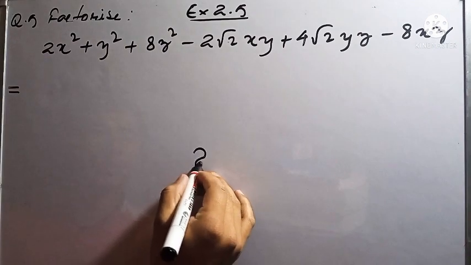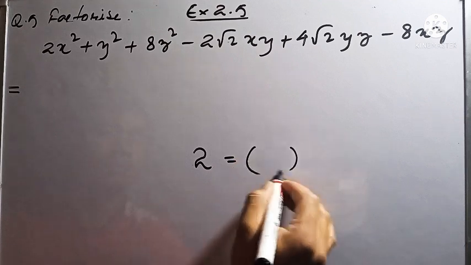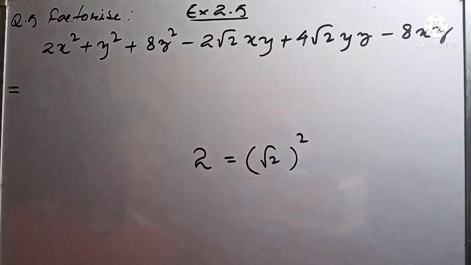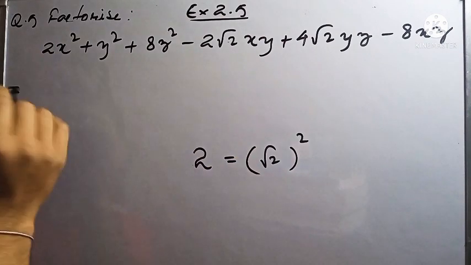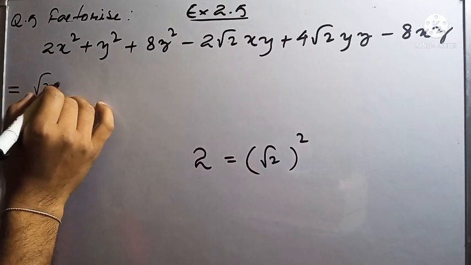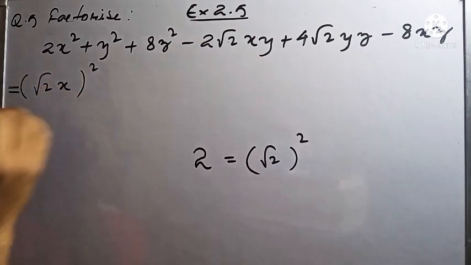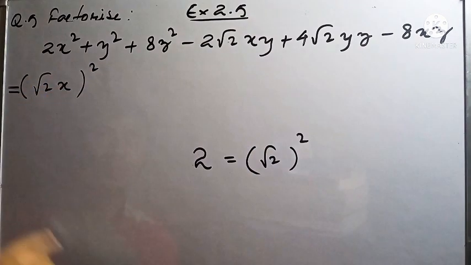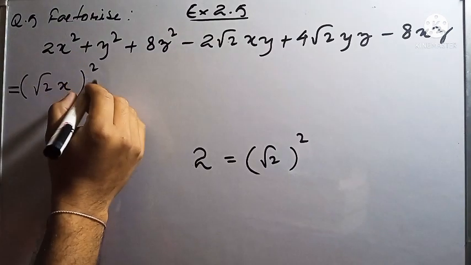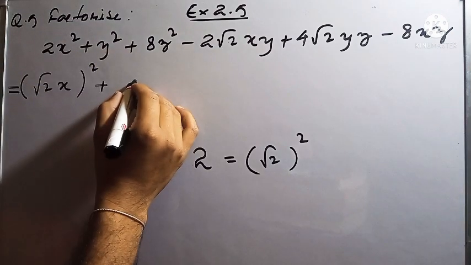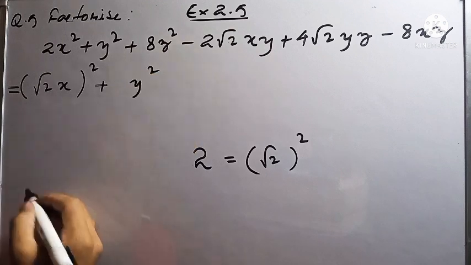Equal to, can you express 2 as the square of root over 2? Yes, root over 2 square means you'll get here 2. So here we can write root over 2 x whole square. Later on we'll decide whether it will be negative or positive. Plus y square, we can write easily here, just y square.